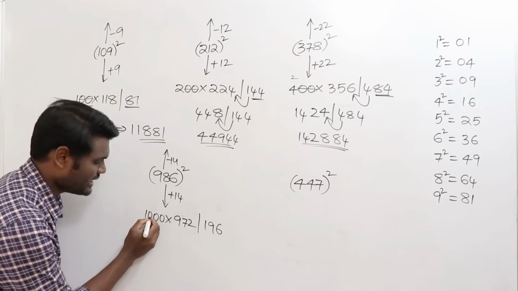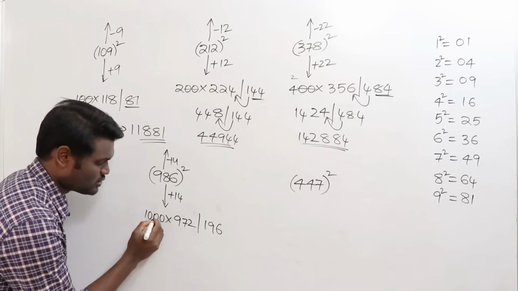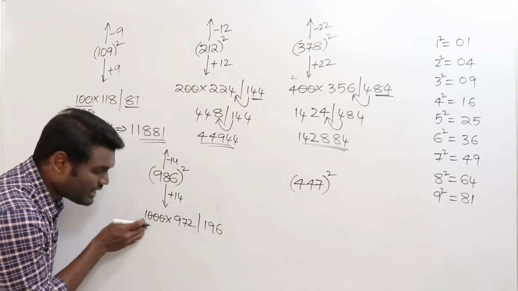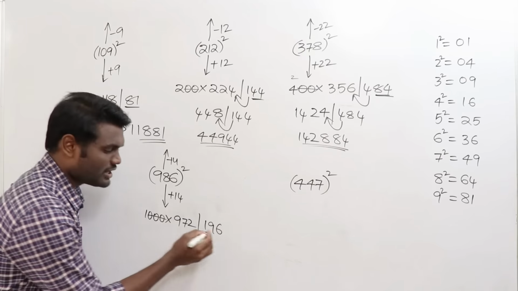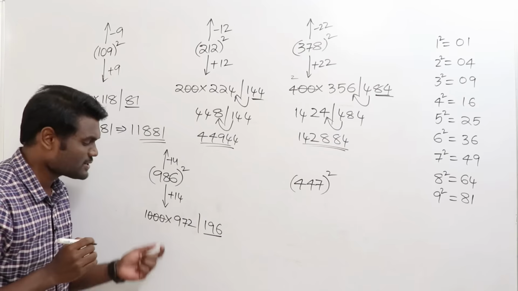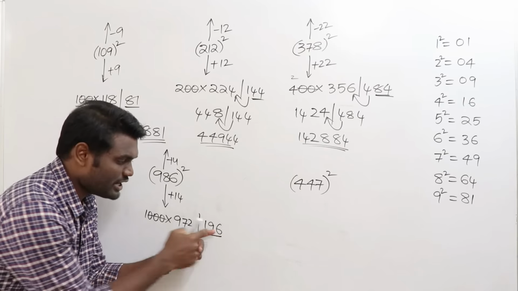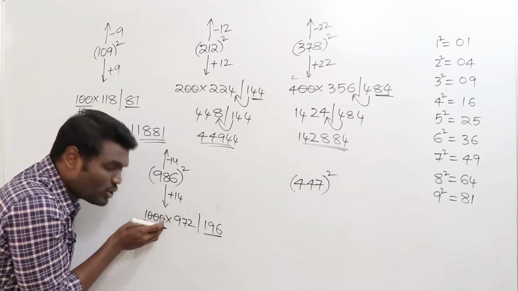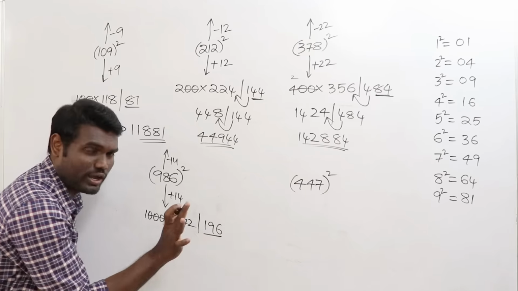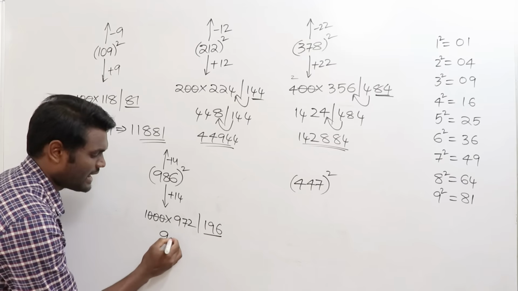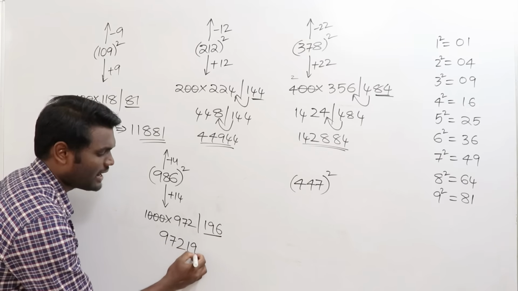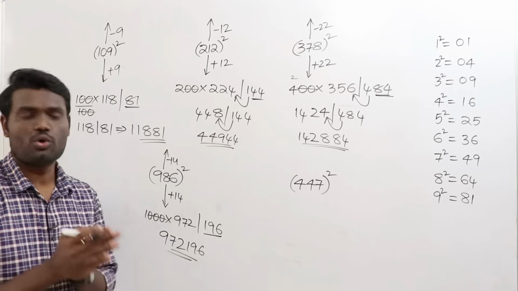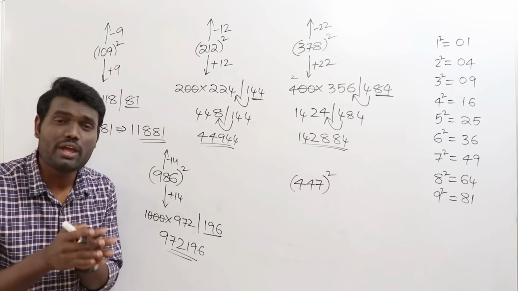Now as it is 1000, you can divide it by 1000. So now three zeros get cancelled, which means you are dividing it by 1000. As you are dividing by 1000, you can write all the three digits. Why? Because when you divide by 10, you are supposed to write only one digit. If you are dividing by 100, you can write two digits. But now you are dividing by 1000, you will write all the three digits. Okay, now if you write it, it will be 972196, which means 986 whole square will be 972196. Okay, it's really simple.